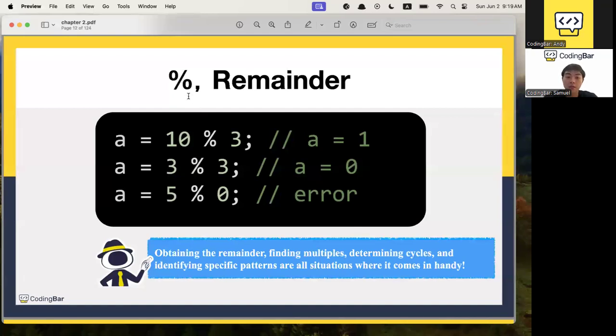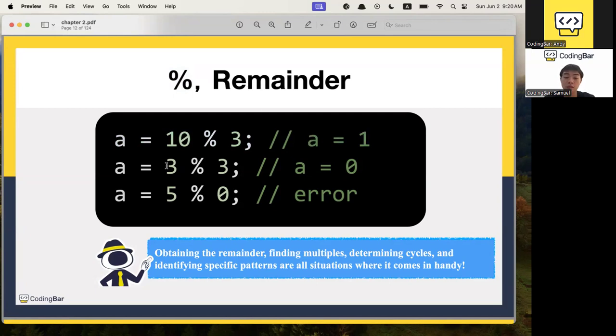And then there's something quite special in C++ or in programming. So we have a percentage symbol. This percentage symbol serves a very special purpose. It calculates the remainder after division. What does this mean? For example, 10 divided by 3, and the remainder will be 1, right? 10 divided by 3, the remainder will be 1. So A will be 1.